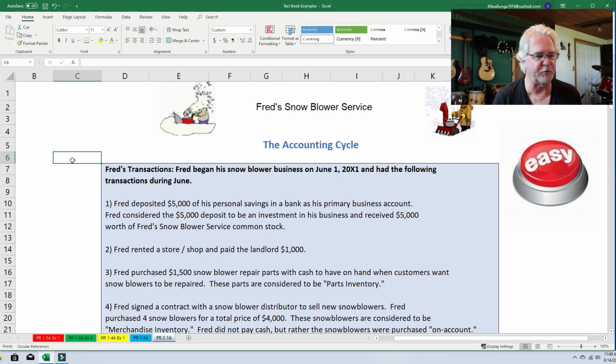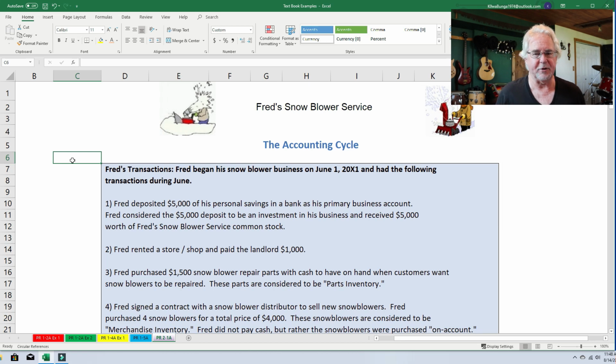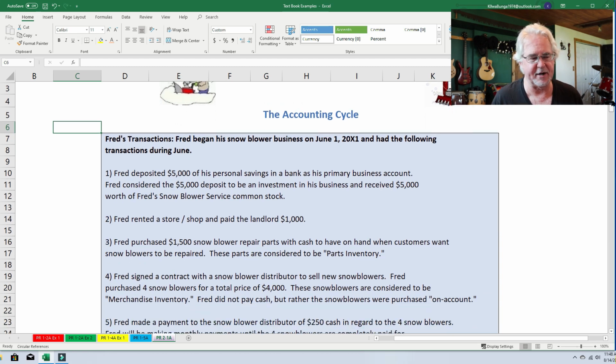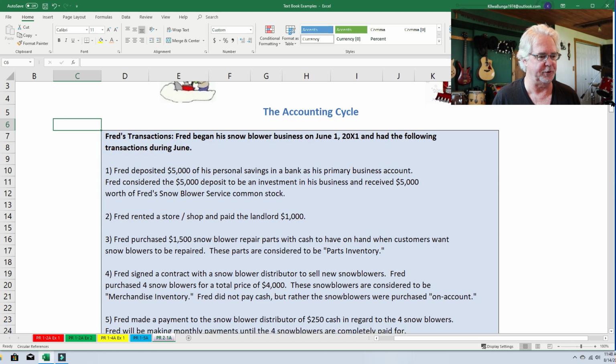So this lesson is for beginning accounting students. Maybe this is your first or second week of accounting, so this is real basic stuff, but I've got a good way to explain it, and we will get through it here. So here's what we're going to do today. We're working with Fred's Snowblower Service up in Breckenridge, Colorado. This is based on a true business, but the names have been changed to protect the innocent. And Fred is just now starting his business in June.